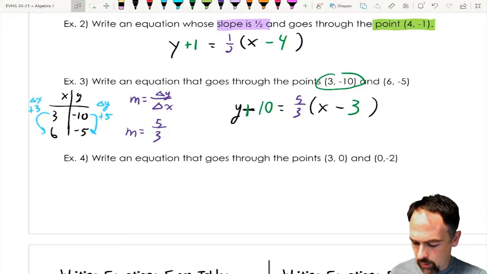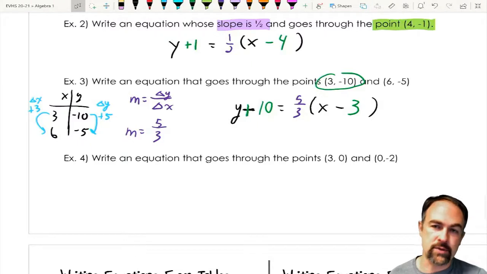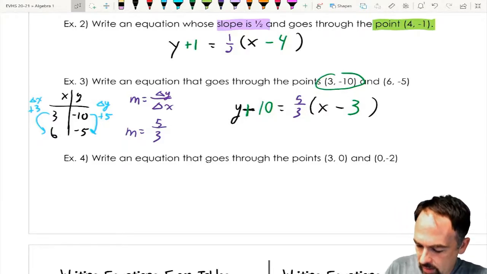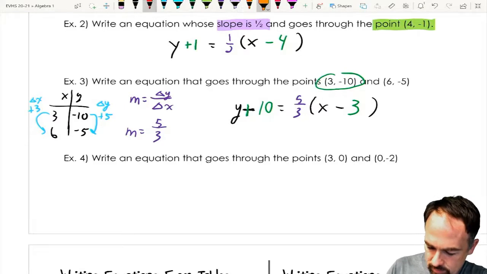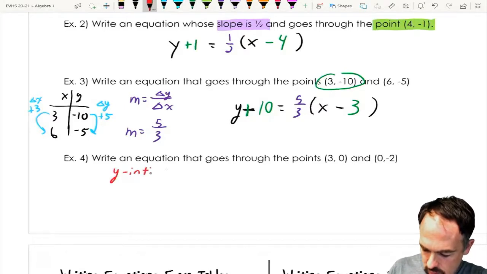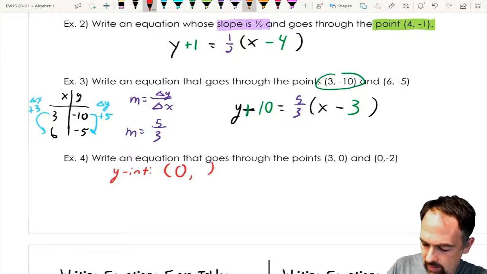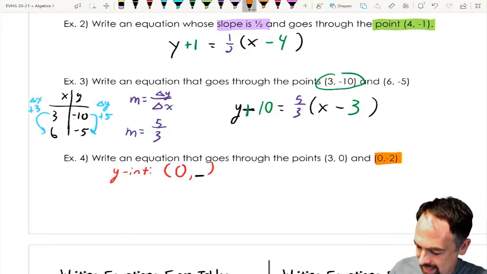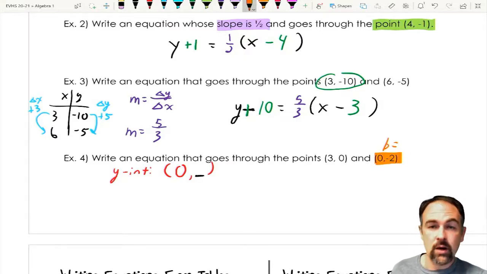Okay, number 4, write an equation that goes through 3, 0, and 0, negative 2. Now, at first glance, this one is just like the one before it, except I've got one slight difference. Remember that the y-intercept occurs when x is 0. And then we have some other number written right here. So what that means is that this point over here, 0, negative 2, that is my b value. Which means I don't have to use the full point slope formula. I can still use my slope-intercept formula.